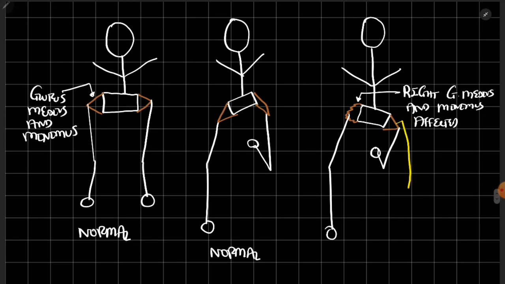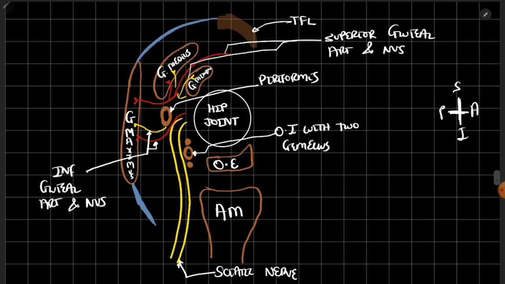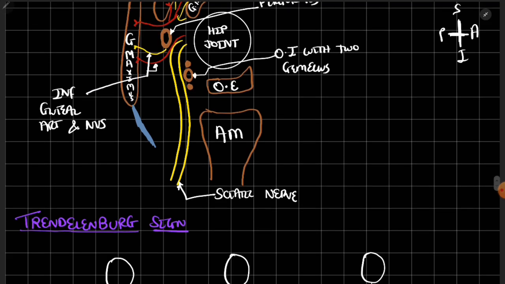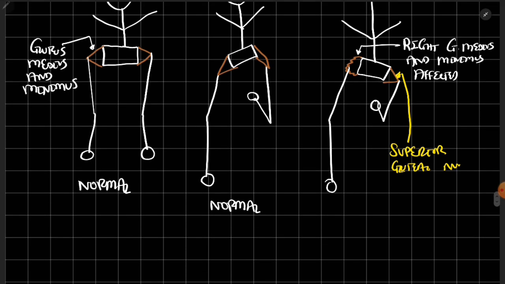Not really forgot, but the nerve supply was the superior gluteal nerve, as we saw in this diagram. See, the superior gluteal nerve goes and supplies the gluteus medius and minimus. The inferior gluteal nerve alone supplies the gluteus maximus. Okay, so this was about the gluteal region.